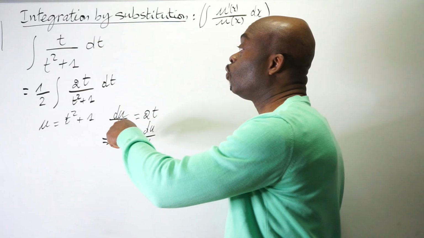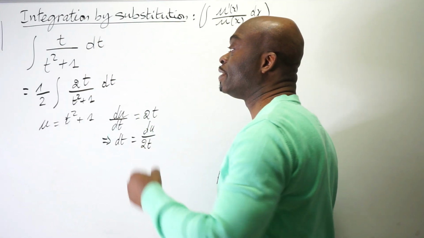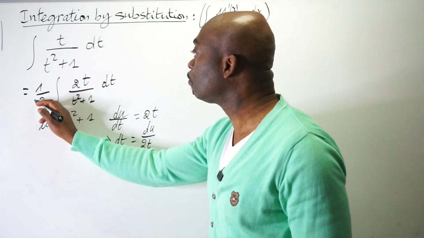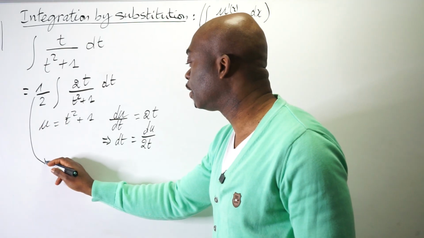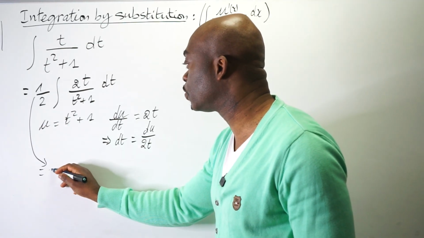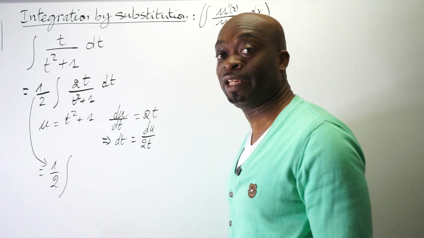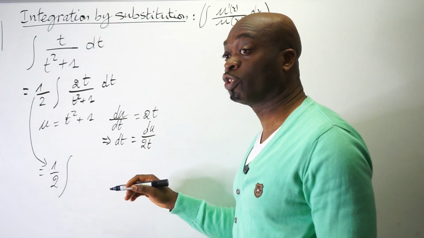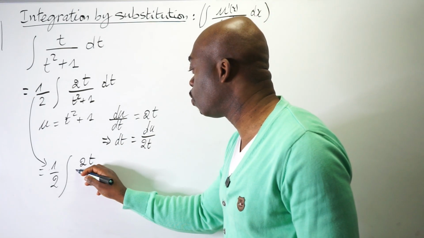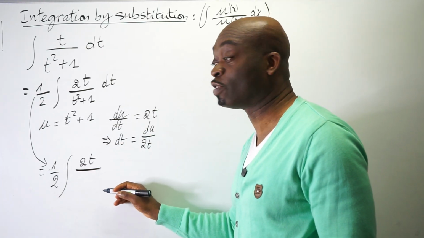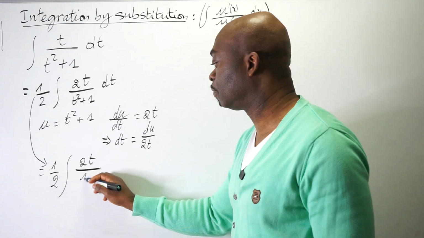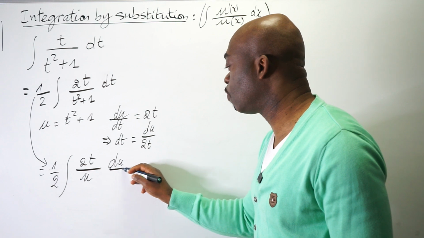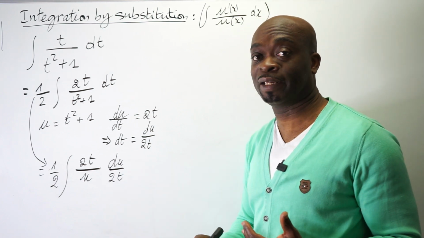Once we have this, we go back to the original problem and replace. That's what we call substitution. So we come here and we have the half, the integral now, and we have our 2t on top over t squared plus 1, which is u. And then dt equals du over 2t. Are you with me on that?